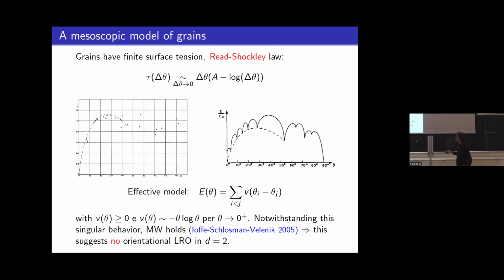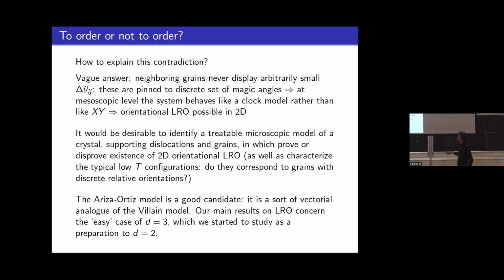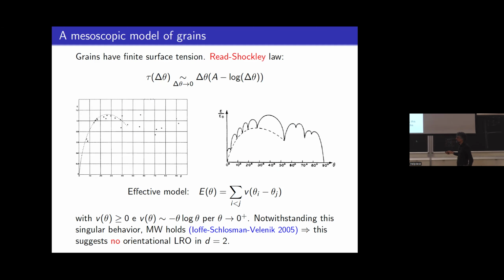Okay, I tried to talk with some people in plasticity and elasticity theory, and the reaction was that in real life you never see arbitrarily small delta thetas. As I told you, if you take typical configurations, you only see neighboring delta thetas pinned at this sort of magic angles corresponding to these cusps in this plot here.